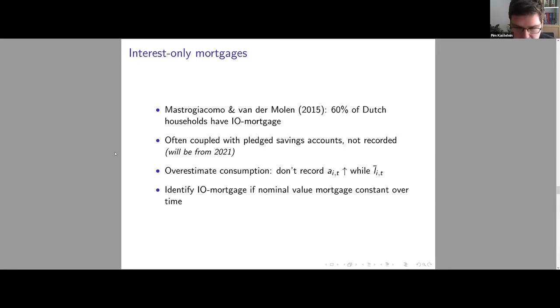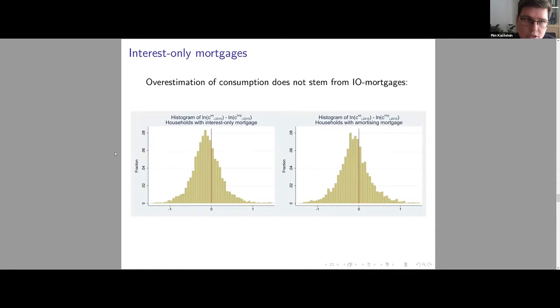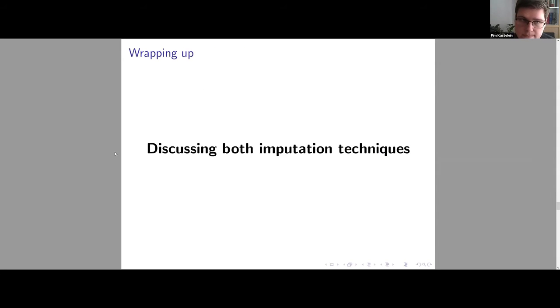So we try to identify the IO mortgages if the nominal value of the mortgage is constant over time, which implies that the household is not paying back the mortgage. And we do see that actually there is no difference. Whether we have on the left-hand side households with likely interest-only mortgages, or on the right-hand side households with a mortgage that has some degree of amortization, it's still very much the same: the imputed measure of consumption is still way higher than what is in the expenditure survey. So we're still left with some kind of a puzzle here.